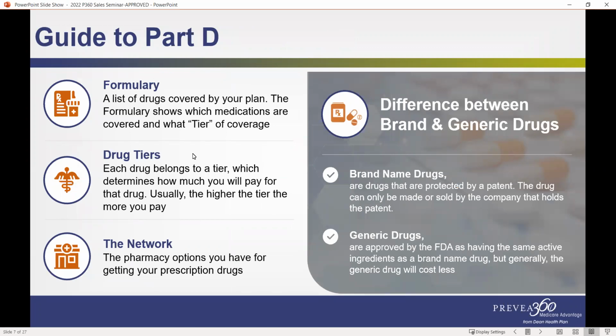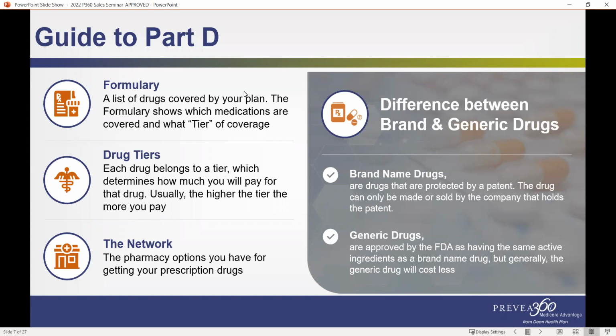Some Part D information: formulary. So that's the list of drugs that are covered by the plan. Every plan has a different formulary. And the formulary is going to give you information like what tier level the drugs fall under, and if there's anything about the medication, like for example, if it requires prior authorization, or if there's a quantity limit, meaning they can only dispense X amount in a certain time frame, the formulary will list any of that information.